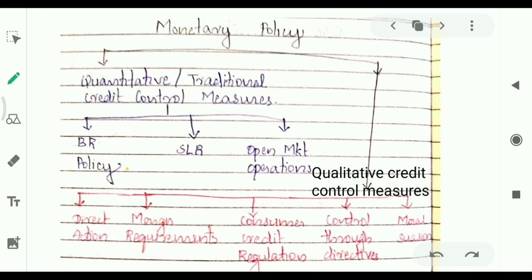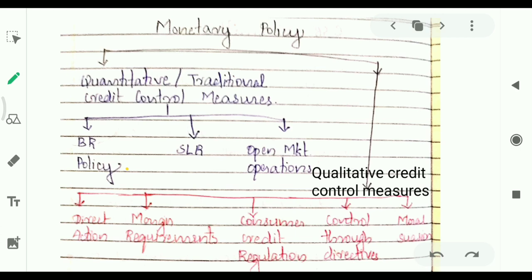The next control measure is the margin requirements. It was first introduced in the USA. It regulates the supply of credit for speculative dealings in stock exchanges. Here, the margin refers to the proportion of the purchase price of securities which is held by the commercial bank as collateral security.